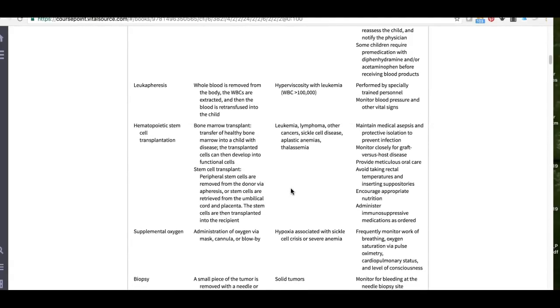We had a friend of the family that had aplastic anemia, and she had a bone marrow transplant, and she's fine. It's probably been 15 or 20 years ago.